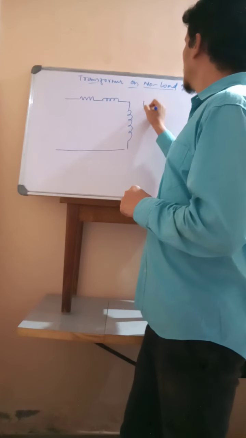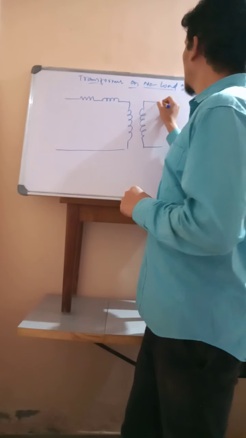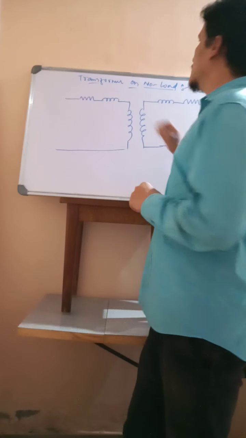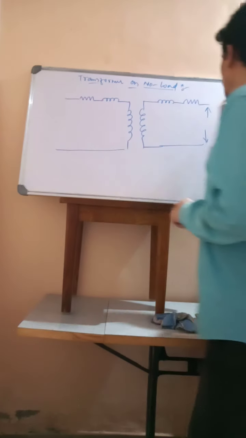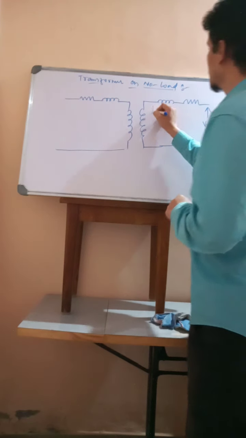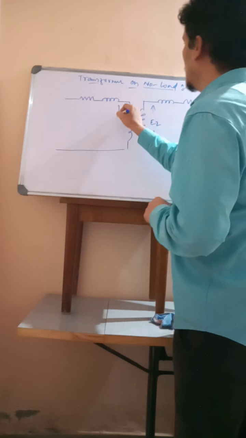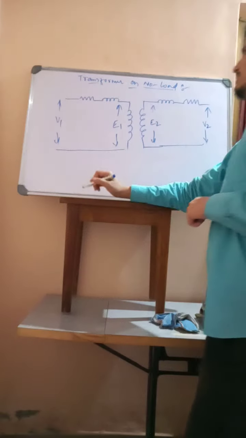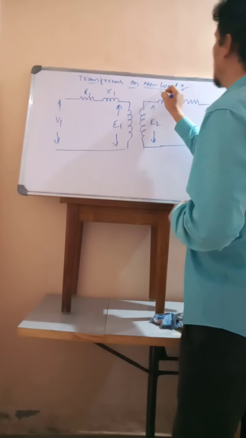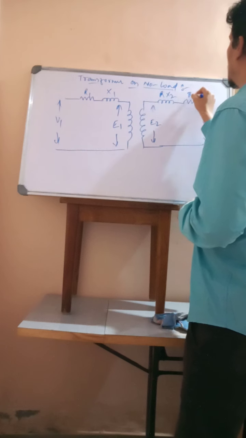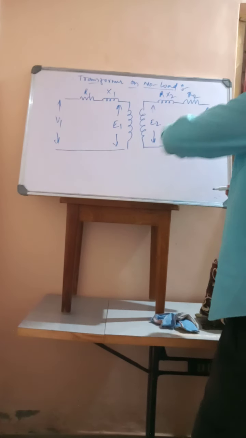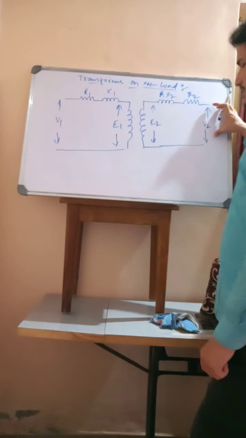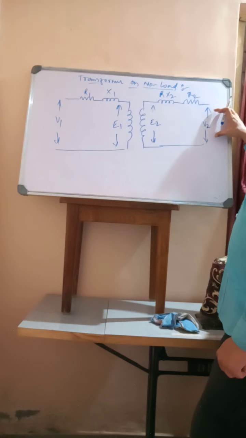Okay, so now no load means what? The secondary is open circuit. So V2, E2, E1, V1. This is R1, X1, X2, R2. So E1, E2, V2, V1. Am I right? Yes. So what is no load? Nothing, no load, is connected across the secondary. So it is an open circuit.